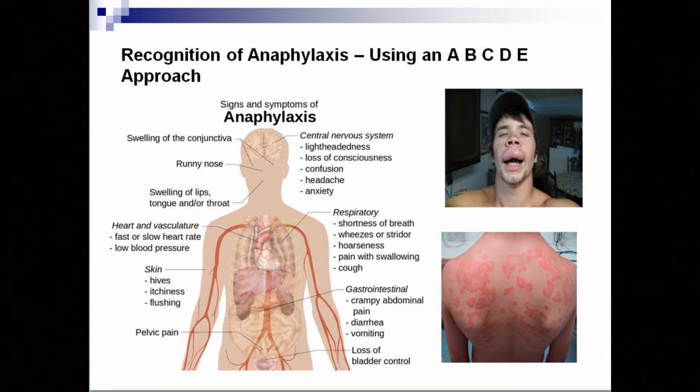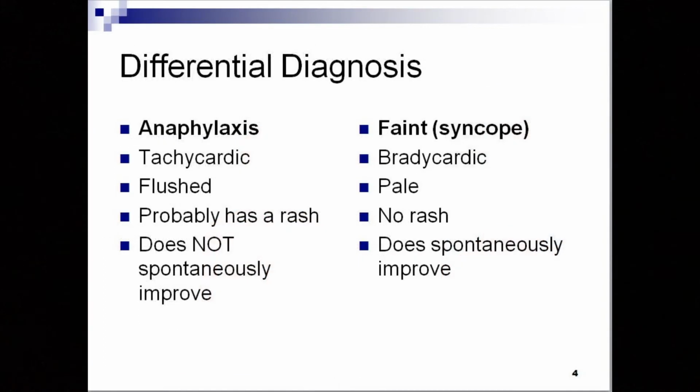Our concern is if there is significant airway problems, breathing problems, or circulation. From a differential diagnosis point of view, in anaphylaxis, generally you're tachycardic, flushed, you will probably have a rash, but the anaphylaxis patient does not improve spontaneously. If somebody faints, they tend to be bradycardic, pale, won't have a rash, but they do improve spontaneously. The rash in anaphylaxis is very common. 80% of all cases in anaphylaxis develop a rash.